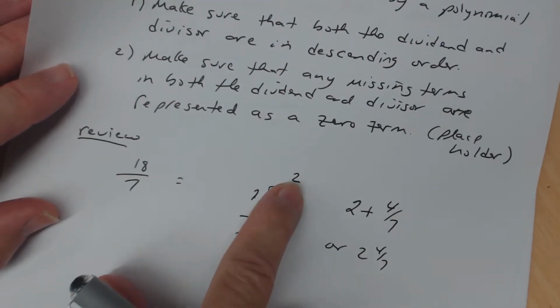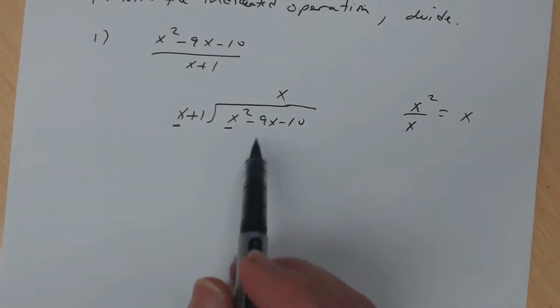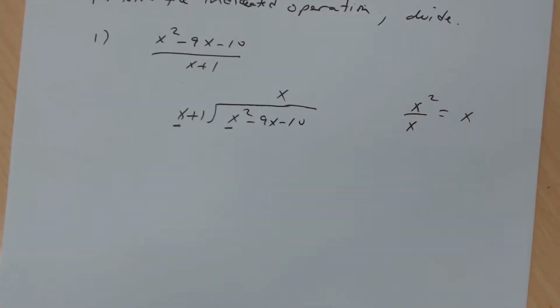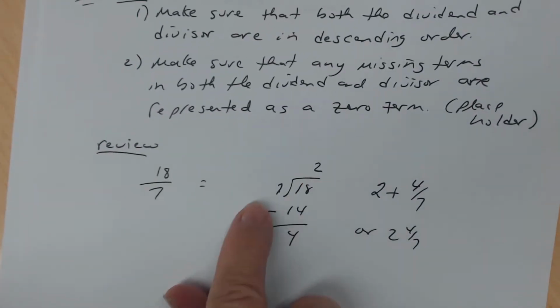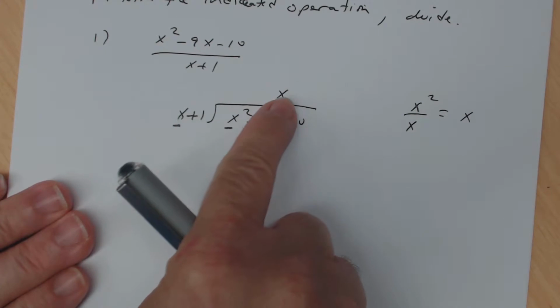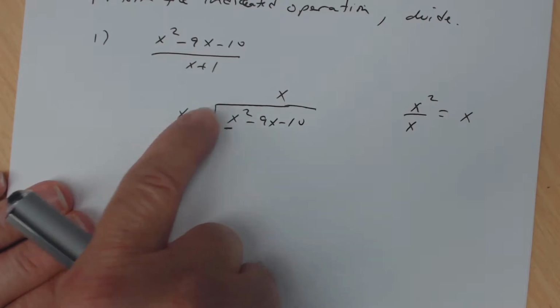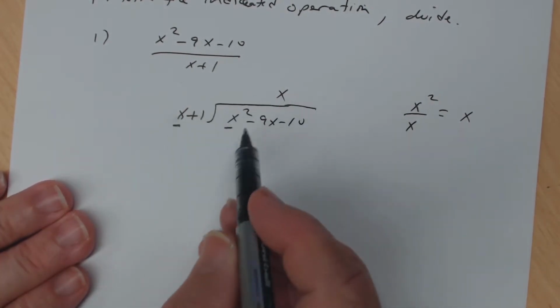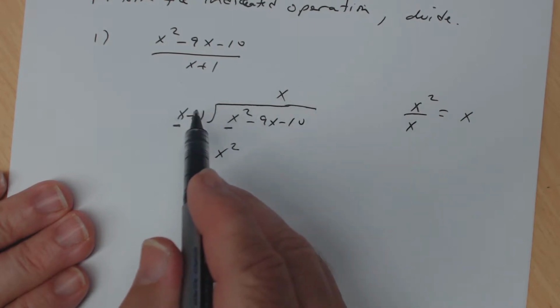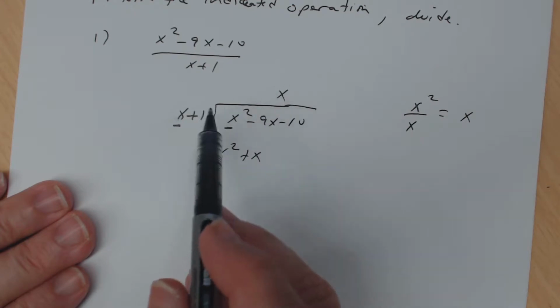Okay, now remember what we did. Once we found that 7 goes in 18 2 times, then we said 2 times 7. Alright, so listen carefully to this part. So we said the 2 times the divisor. 2 times 7, my divisor is 7. 2 times 7 is 14. Here, though, my divisor is x plus 1, so I'm going to say x times x plus 1. So you can take x, you multiply by every term, okay? Every term. So you're going to say x times x is x squared. X times a positive 1 is a positive x.